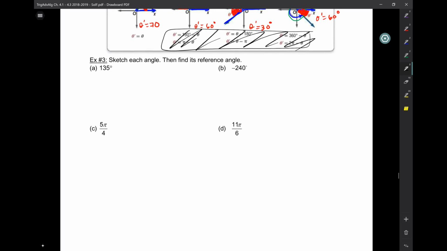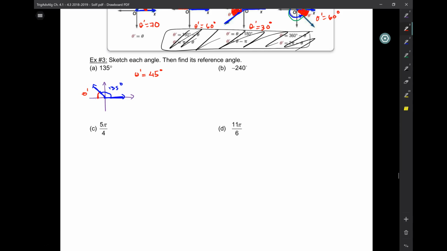Okay? So here, let's find some reference angle. First, we have 135 degrees. Let's sketch it. That's 135 degrees. Reference angle is here. How much is that? So if I had gone all the way down here, it would have been 180. So it's 45 degrees. Okay.